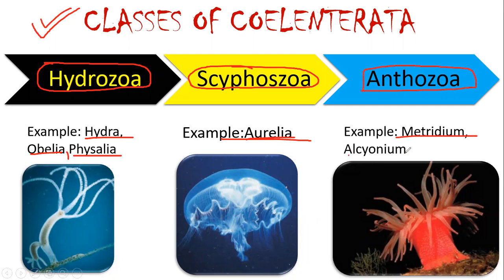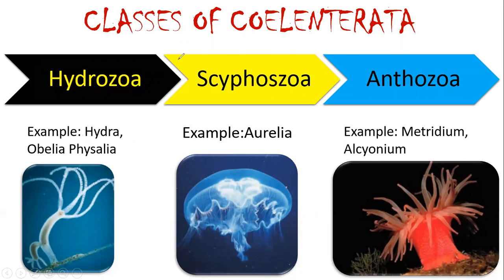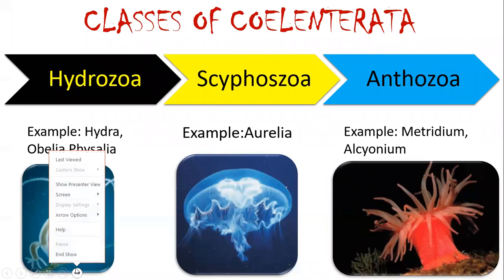Anthozoa: Metridium and Alcyonium. These are the examples of Anthozoa. What all are these things? Surely we will be discussing them now itself. Okay, that's all for the class slides today.